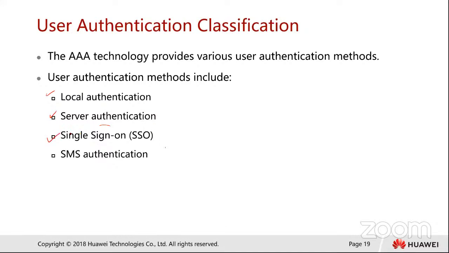And then we have single sign-on. With single sign-on, the user sends a name and password that identify the user to a third-party authentication server. After the user passes authentication, the third-party authentication server sends the user's identity information to the firewall, and the firewall only receives the user's identity information but does not perform authentication. This is called single sign-on.